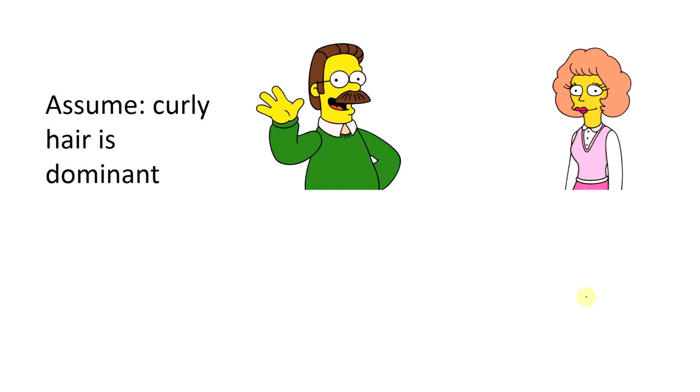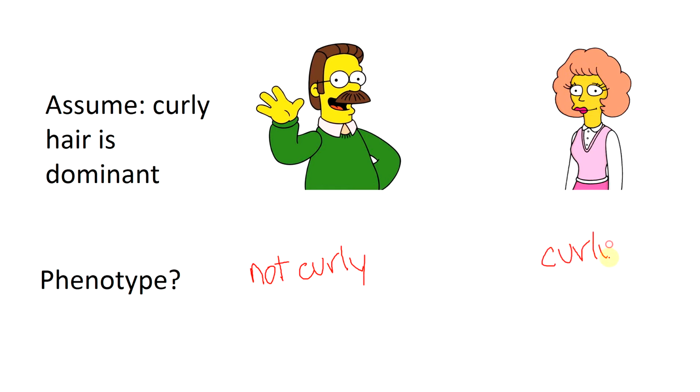And for this, we're going to make some assumptions. We're going to assume that curly hair is dominant. So what is the phenotype of Ned here? Well, his hair is not curly. That's what we see when we look at him. Maud, on the other hand, does have curly hair. So those are their phenotypes.